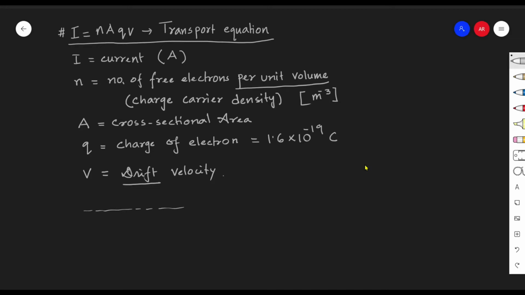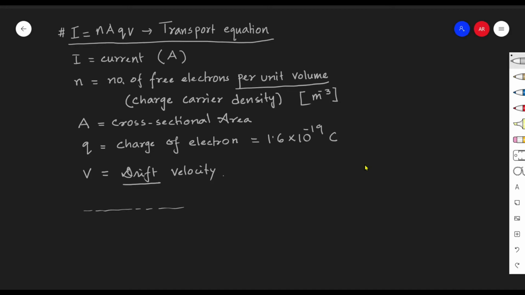Today we are going to discuss this particular equation, which is I equals nAqv. This equation is also known as the transport equation of the charge carriers. Before we go into the details of this equation, first let us understand what each of the terms represents. I stands for current, the current that flows through the conductor, and it is measured in ampere. So the unit is within the bracket.